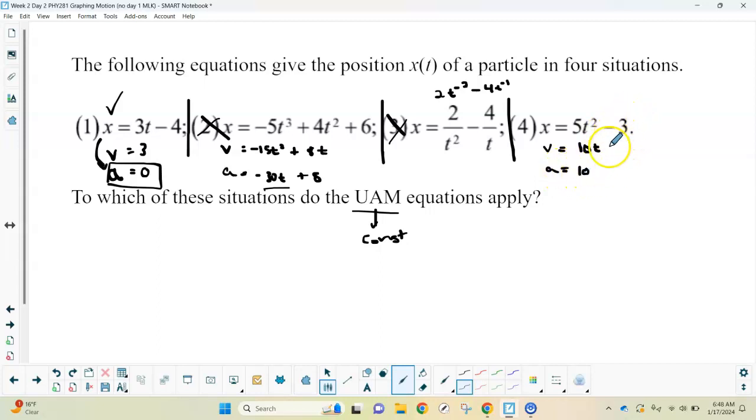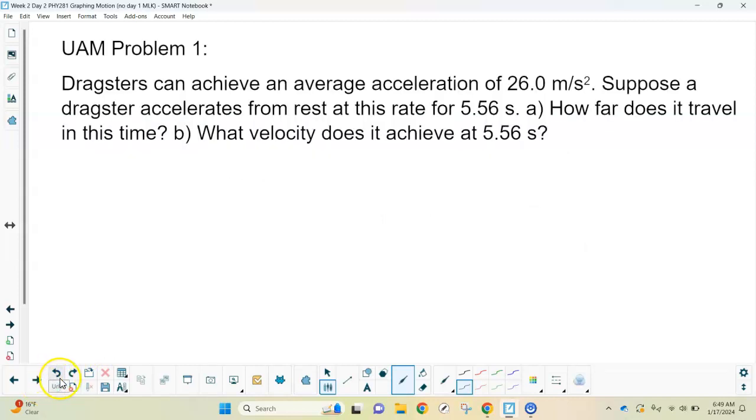3 is going to go away in the first derivative. So yeah, 4 and 1 are the 2 functions with respect to time that will work. So if it's x equals some constant with t squared, that is the biggest exponent you can have and make it work out so that it follows uniform accelerated motion equations. All right, so let's try a problem.